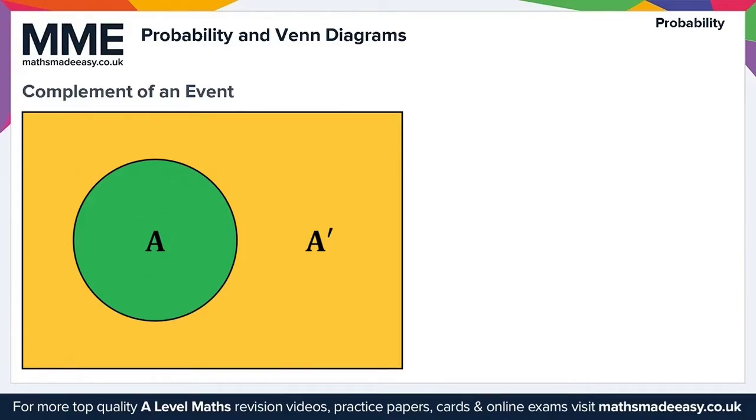Since any event definitely either does or does not happen, the probability of an event and its complement must sum to 1. So we can write the probability of A plus the probability of A complement is equal to 1. On a Venn diagram, the complement of A is everything not contained within the circle representing A. We can see that in this example. A is represented by this green circle, and A complement is everything not contained within the circle representing A. So that gives us everything we need for the complement of an event.